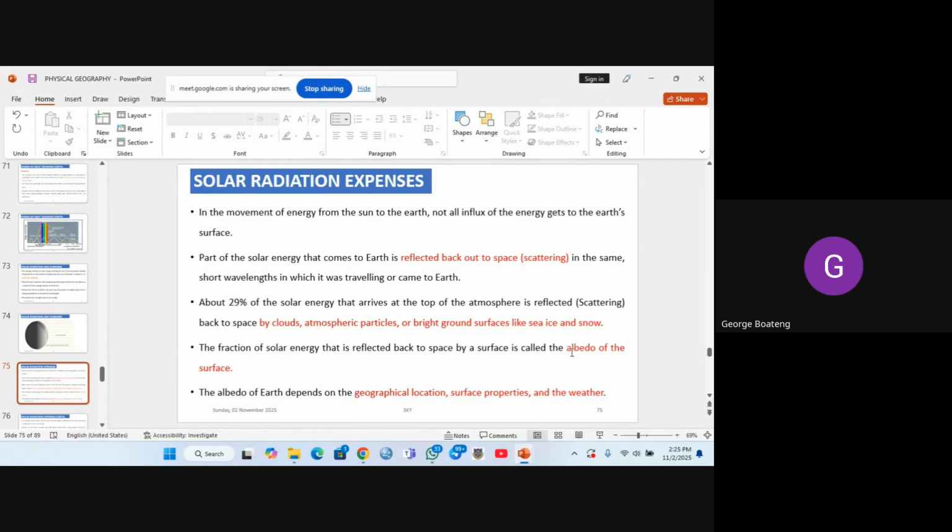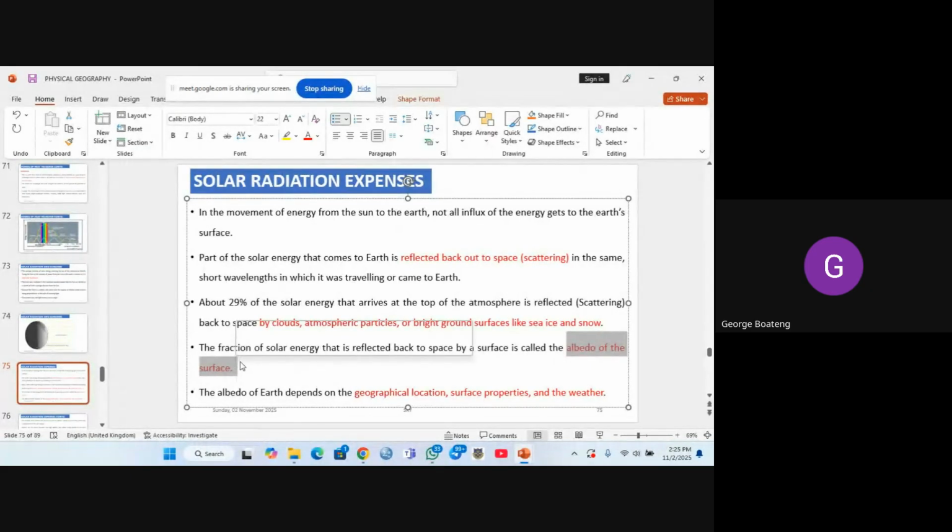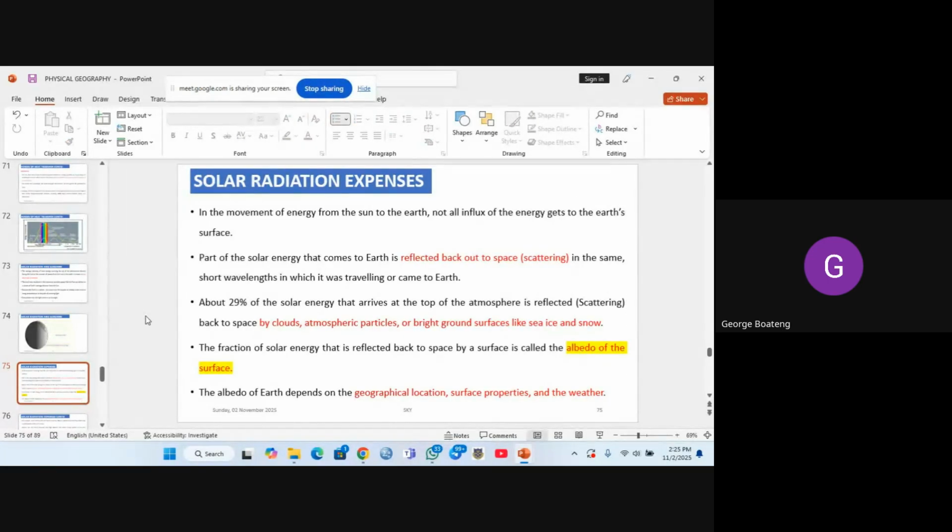Now, there's a term I like most. People call it albedo. Albedo is what? Albedo is the fraction or the portion of the solar energy that is reflected back to space by the surface. So the energy that is taken back to space by any surface that we have is called albedo.